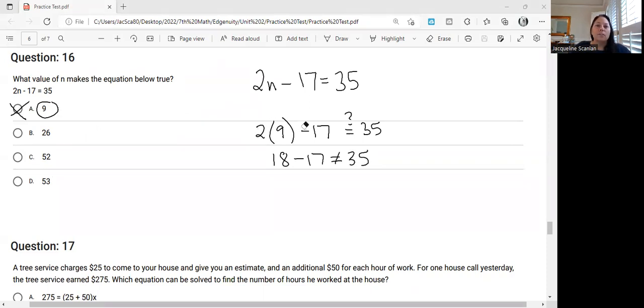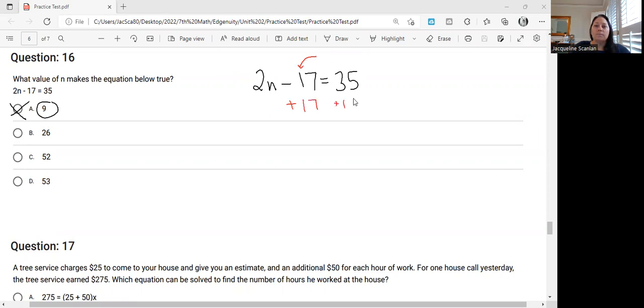But because this is a can you do it kind of question, I'd prefer that we just solve it the way you've been taught. So we are going to get rid of that constant first. We're going to do the opposite of subtracting 17, which is adding 17. So I'm going to add 17 to both sides. I'll get 2n equals whatever 35 plus 17 is, which is 52.